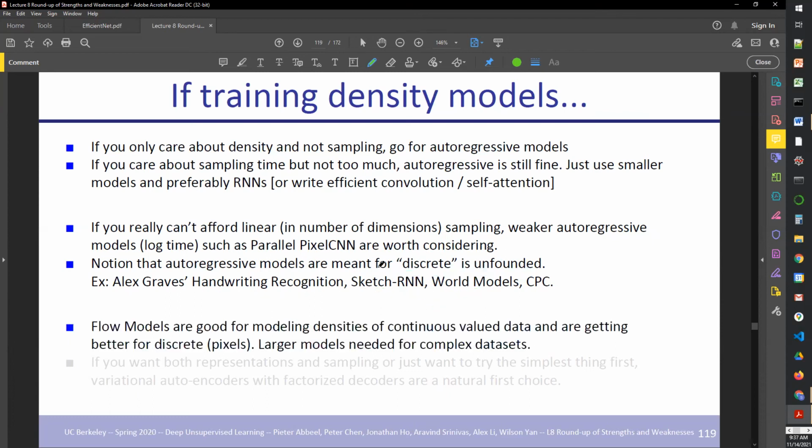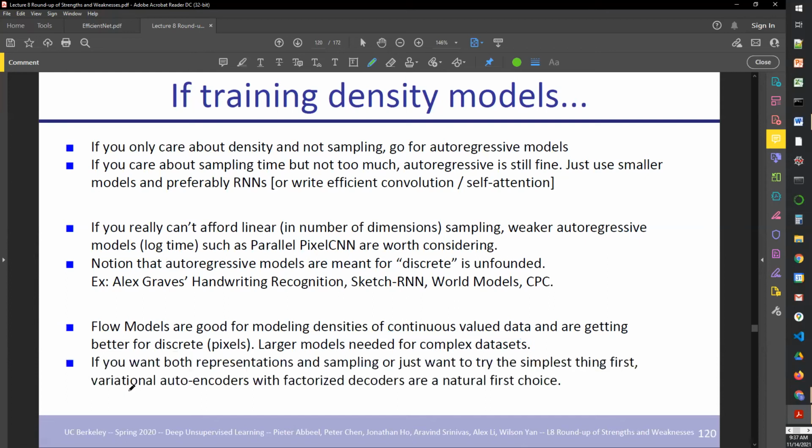Then flow models are good for modeling densities in the space of continuous valued data, and getting better for discrete pixels. You need larger models for complex data sets. And of course, sampling is much better. So if you want both representation and sampling, you just want to try the simplest thing. Then variational autoencoders with factorized decoders are more of a first choice. In that sense, it seems like of these techniques, the flow models seem to be somewhat lagging, limited.